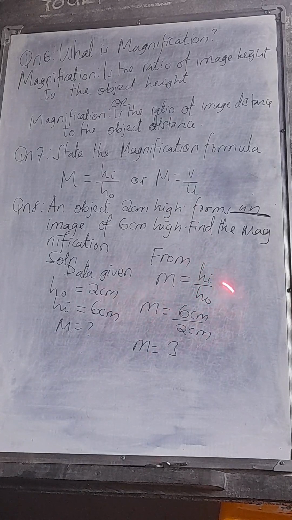So magnification will be 6 centimeter divided by 2 centimeter. We see centimeter cancel out, and this proves that magnification has no unit. So magnification is equal to 3.